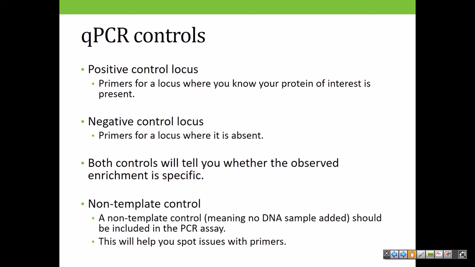And then, of course, there's a non-template control. You don't have to run this every time, but I find it very helpful, especially if you've ordered new primers and you've never tested them before. Basically it just means you don't add any DNA. You add the DNA polymerase, the dNTPs, the dye, no DNA, and just add the water to bring the volume to the equivalent level, and then run the reaction. Sometimes you'll get a quantifiable product.